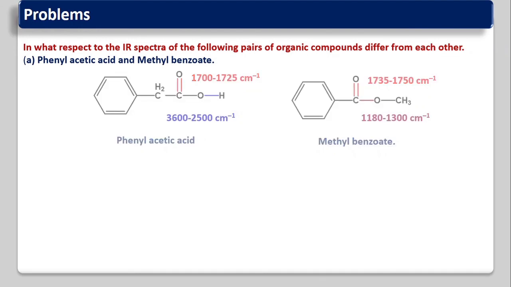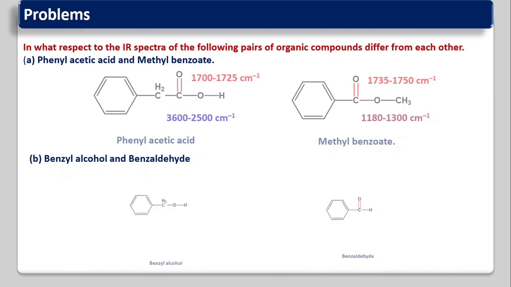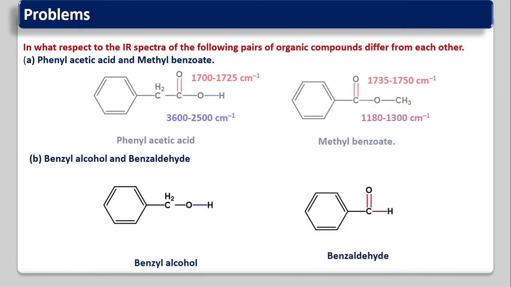Second example is benzyl alcohol and benzaldehyde. So the structures are benzyl alcohol and benzaldehyde. There is a lot of difference in these two compounds. One is a hydroxyl compound, one is an aldehyde compound. So hydroxyl, we have just seen that it absorbs at 2500 to 3600 centimeter inverse. Right. So 3200 to 3600 centimeter inverse.